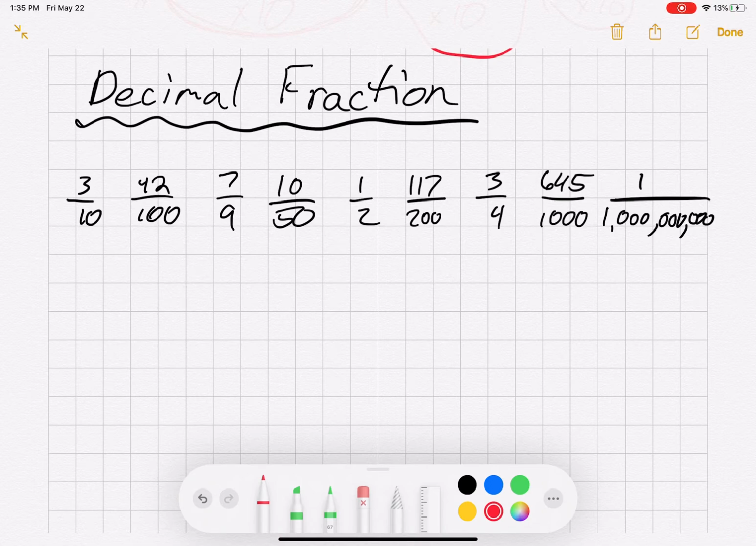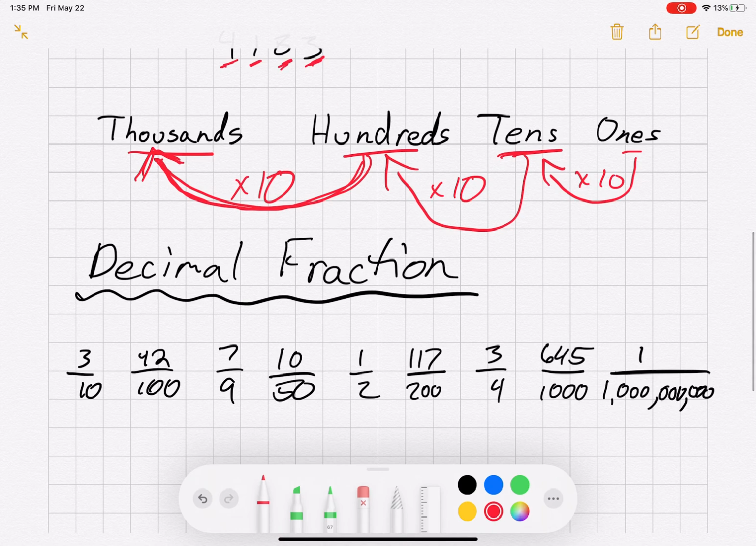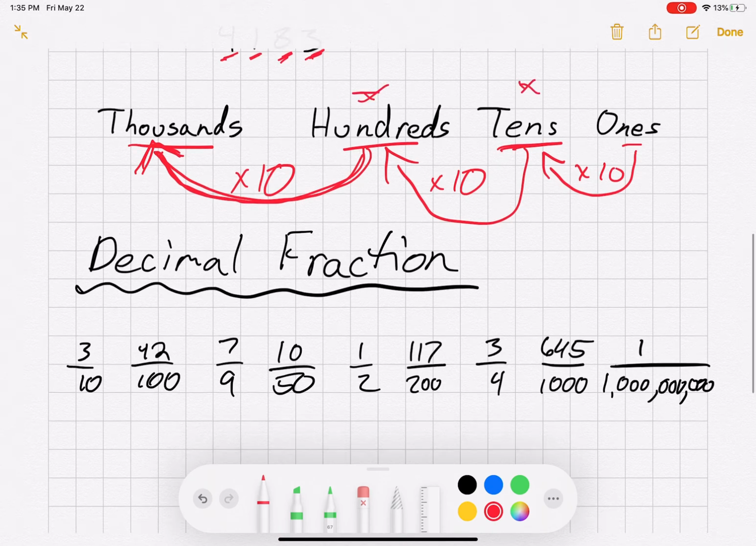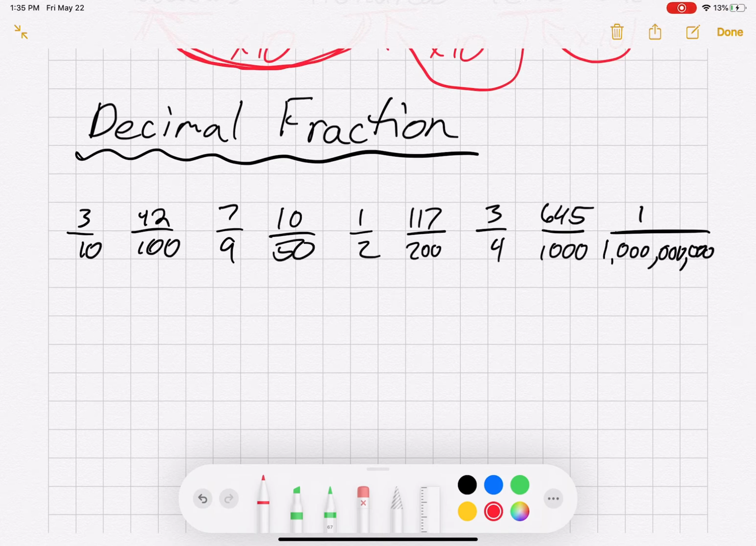Okay, so why is this important? Because as we move along between the different place values, we're going by tens, and that makes the connection to why decimal fractions will always have 10, 100, 1,000, 10,000 as their denominator, because they're telling you where that number sits on the place value. What house did we make it to?